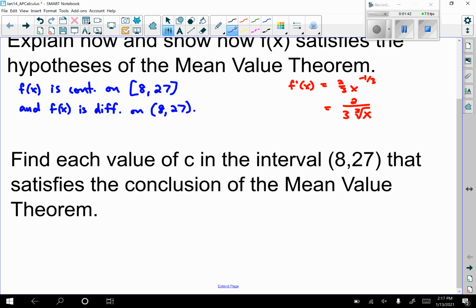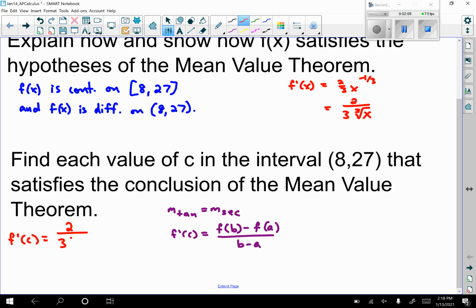All right, so actually it was a good thing that we found f prime of x. Now we want to know where the slope of the tangent line is equal to the slope of the secant line, or f prime of c is equal to f of b minus f of a, all over b minus a. Since we found f prime of x, f prime of c is just going to equal 2 over 3 times the cubed root of c. And then the slope of our secant line is f of 27 minus f of 8 over 27 minus 8.